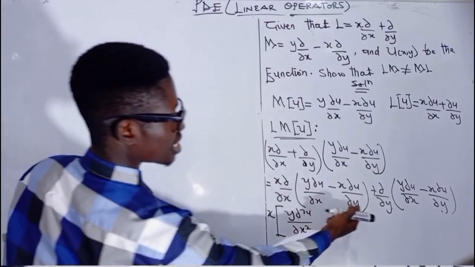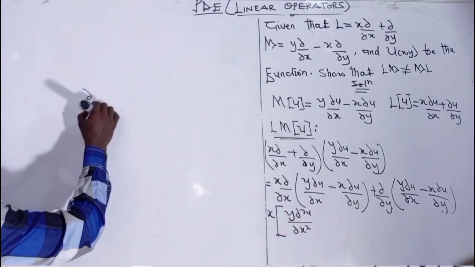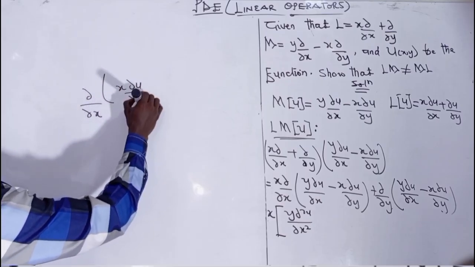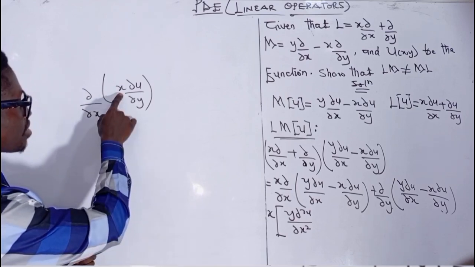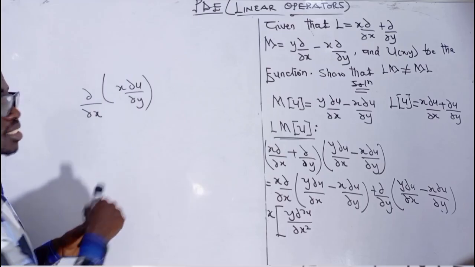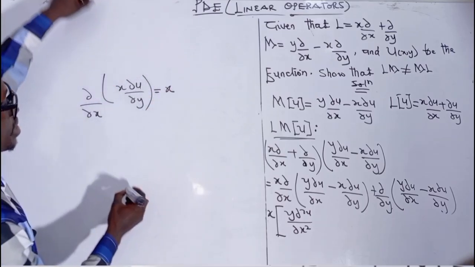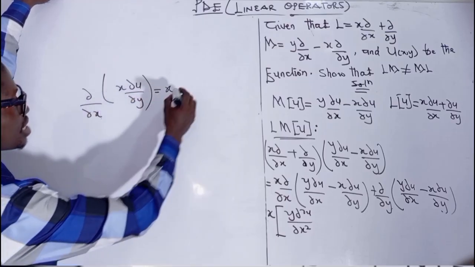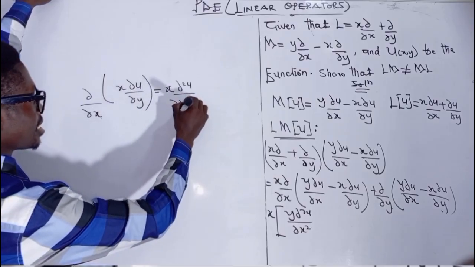So we are going to differentiate this function with respect to x. So we have ∂/∂x of x ∂u/∂y. We are also going to treat this as a product rule. We keep the first function, we differentiate this, we keep this, we differentiate that. So we are going to keep the first function, which is x. Then we differentiate ∂u/∂y with respect to x. And that's going to give us what? ∂²u/∂x∂y.